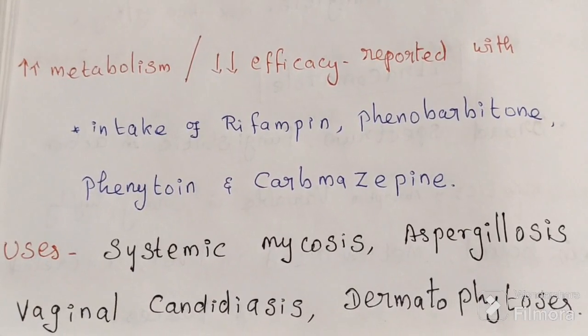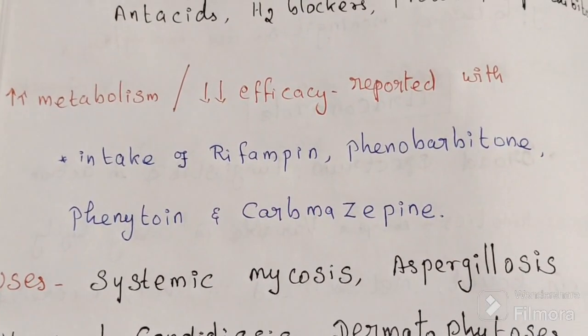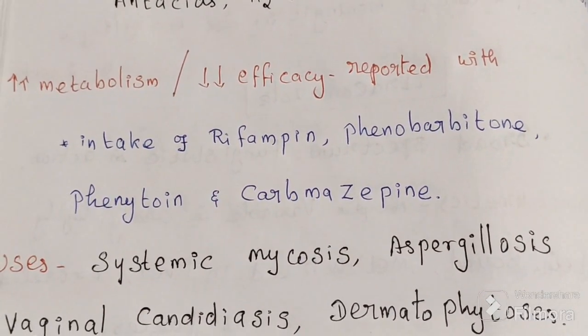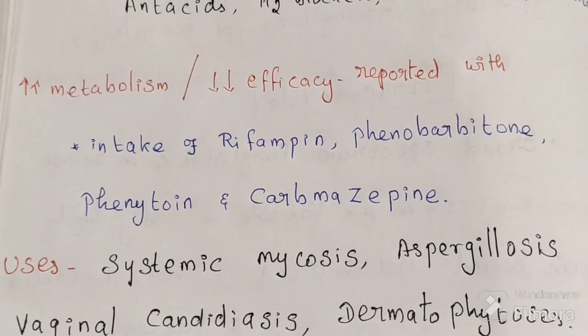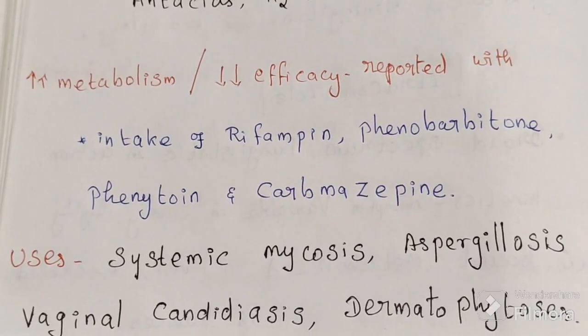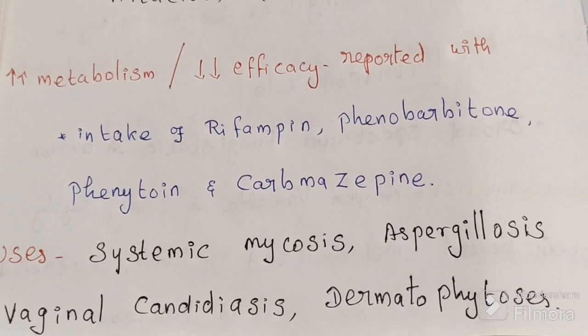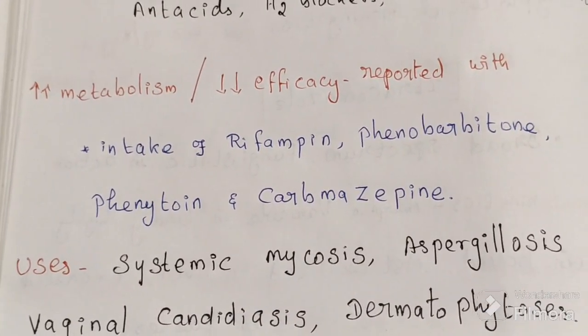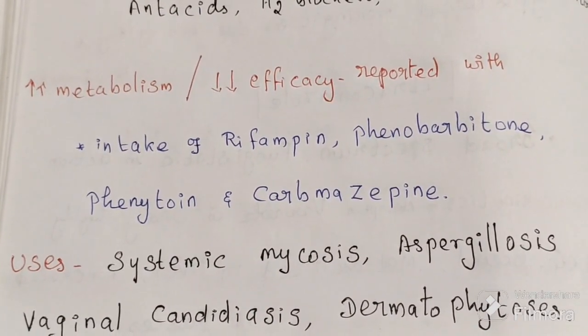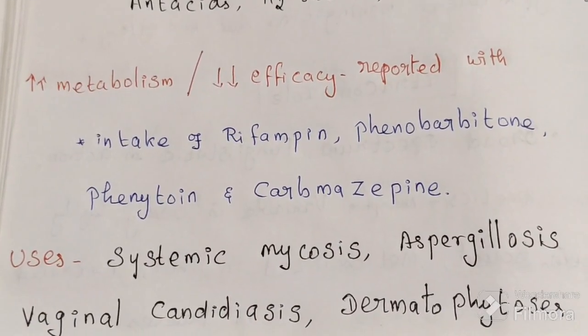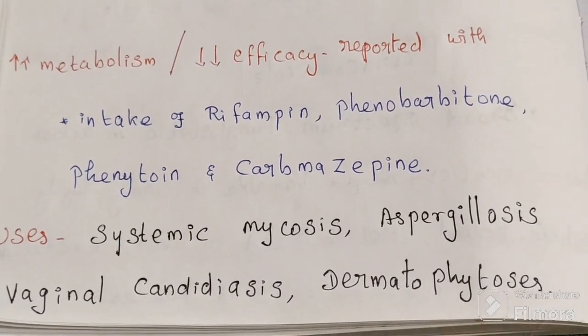Next, uses of itraconazole. It is used in systemic mycosis, aspergillosis, vaginal candidiasis and dermatophytosis.